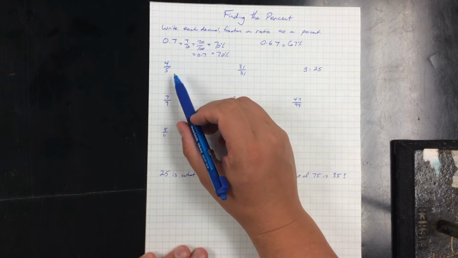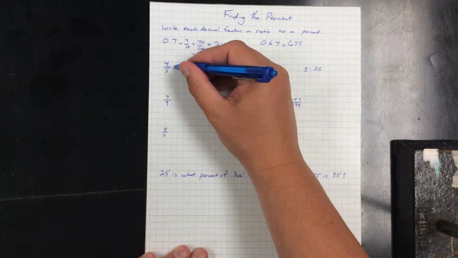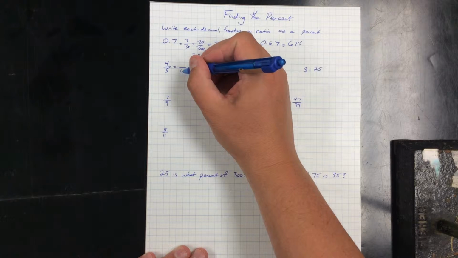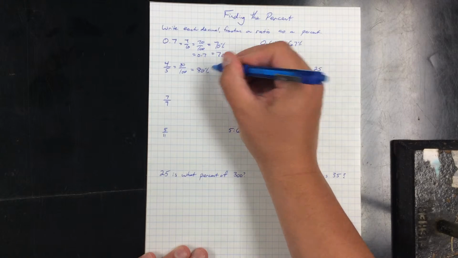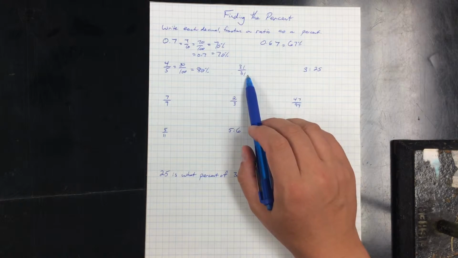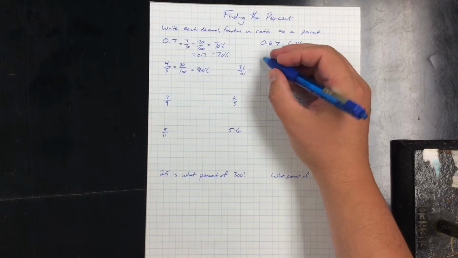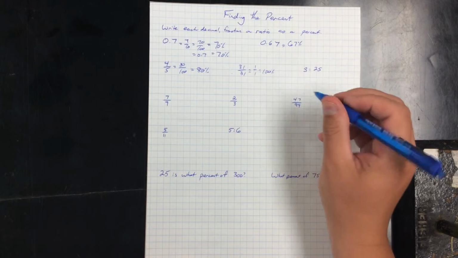4/5, so I want to get myself, so I can get a decimal or put it over 100. So getting it over 100 won't be too bad. 5 times 20. So 4 times 20 is 80. 80 over 100 is 80%. 31 over 31, or any number over any number, is the same as saying 1 over 1, or 100%.